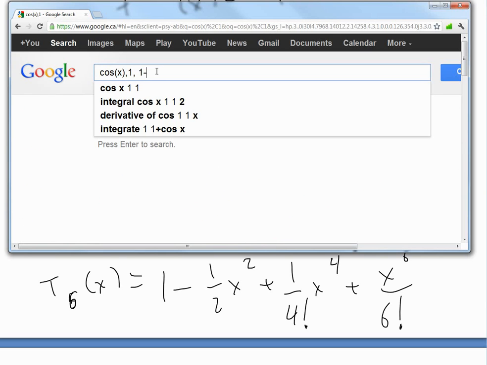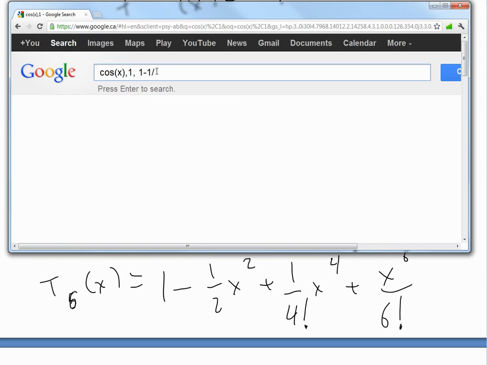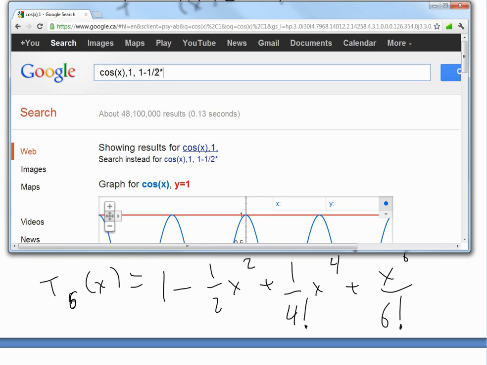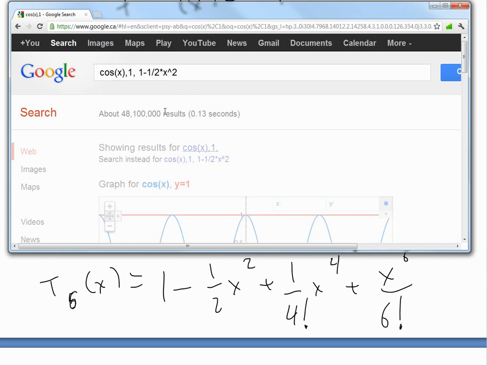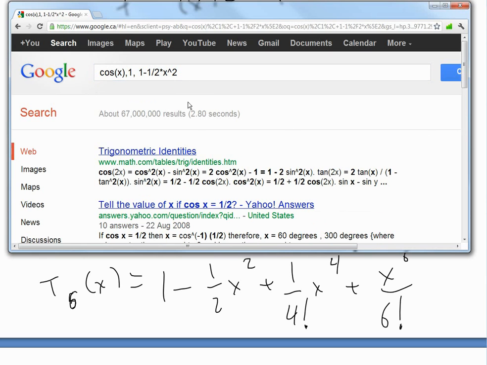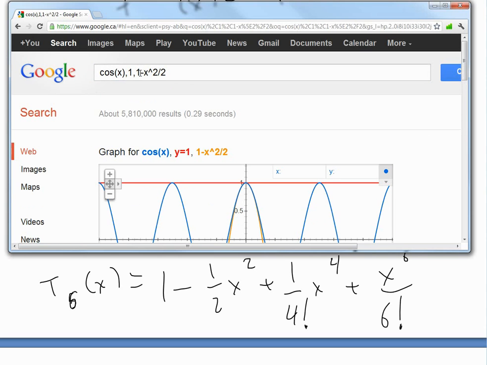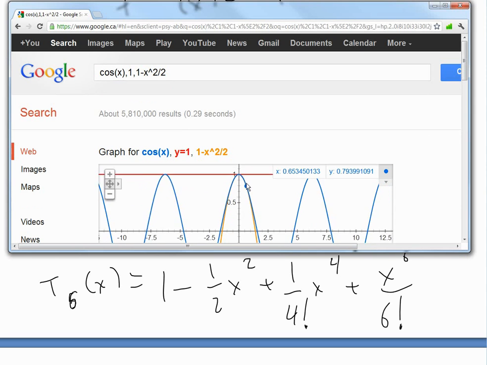Let's go with this one, the 2nd degree, or 4th degree, I think. Yeah, this one would be the 2nd degree, 1 minus x squared divided by 2. Just graph this out. Yeah, I just change this up. So 1 minus x squared divided by 2, same thing.